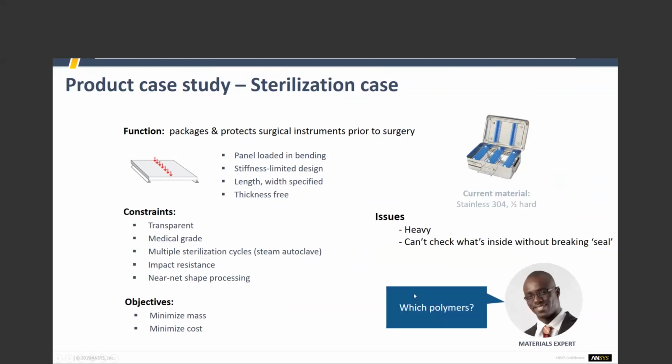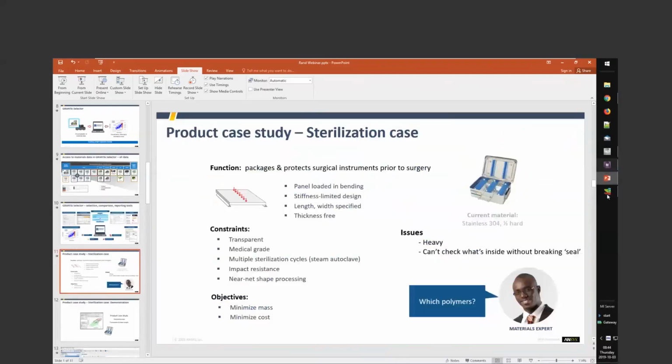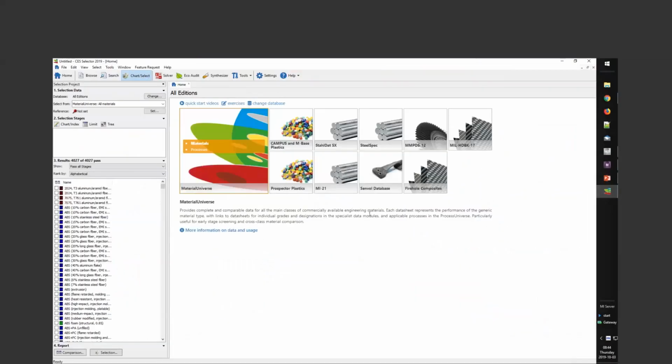As a materials expert, I'm asking myself, what polymers should I be using for this particular sterilization case? And that's when we can actually open up CES Selector. So what you're seeing now is the home page of CES Selector, and on the left-hand side is essentially the ability to look at all the different materials that we're selecting by, and we have a couple of tools to visualize and put some functions and constraints as well.